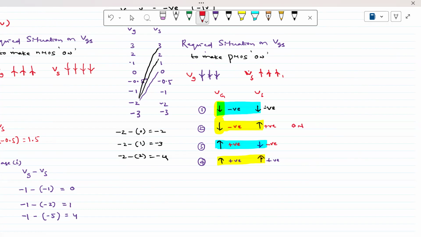What about the sure off condition? VG should be positive, VS should be in the negative direction. Okay. Therefore, this is also off. Now, what about case 1 and case 4?